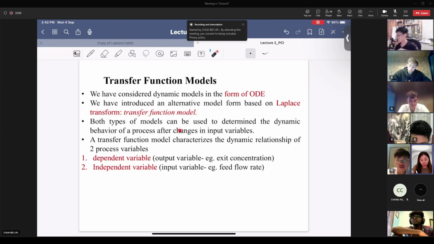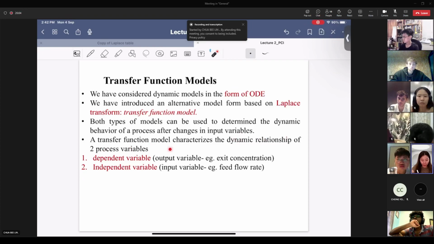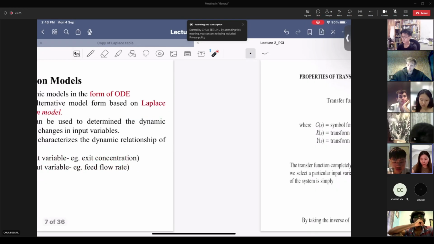A transfer function model characterizes the dynamic relationship of two process variables. The output we call the dependent variable. For example, you want to study the temperature change or the composition change. So this will be the dependent variable. The independent variable will be the one we call the input. So the independent variables are the disturbance and also the manipulated variables.